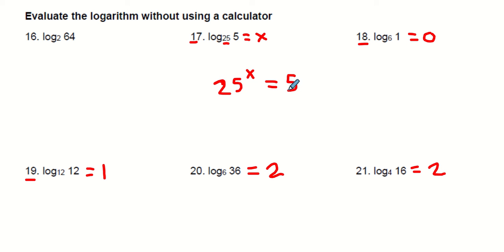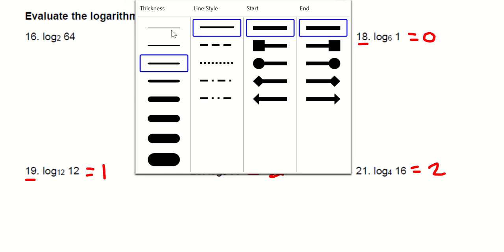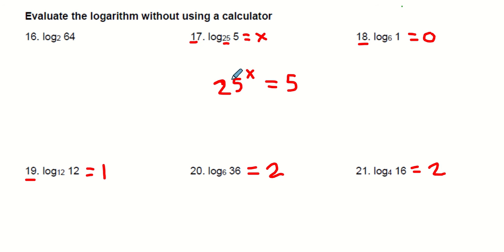And if you remember last week, the way we solve this is we find a common base. Well, the common base for these two would be 5, because we know 25 is 5 squared. So 25, which is the same thing as 5 squared, to the x power, equals 5. And I'm actually going to rewrite this as 5 to the first power, because remember, we'll have to set the exponents equal to each other. So 5 is the same thing as 5 to the first power.